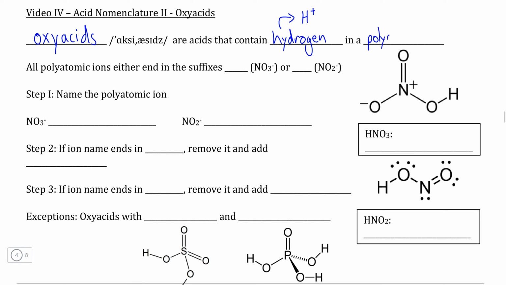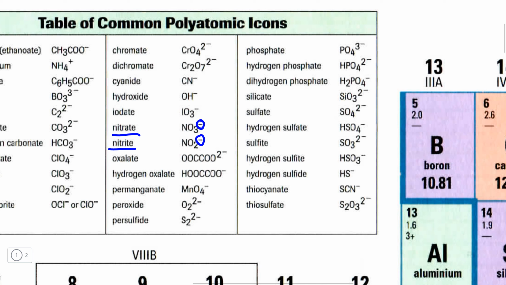So if we go to our periodic table and look up NO3 and NO2, we can see that each of these polyatomic ions here have a single negative charge. NO3 goes by the name nitrate, whereas NO2 goes by the name nitrite. And those are going to be the starting step in helping us to name what each of these acids based on these polyatomic ions are called.